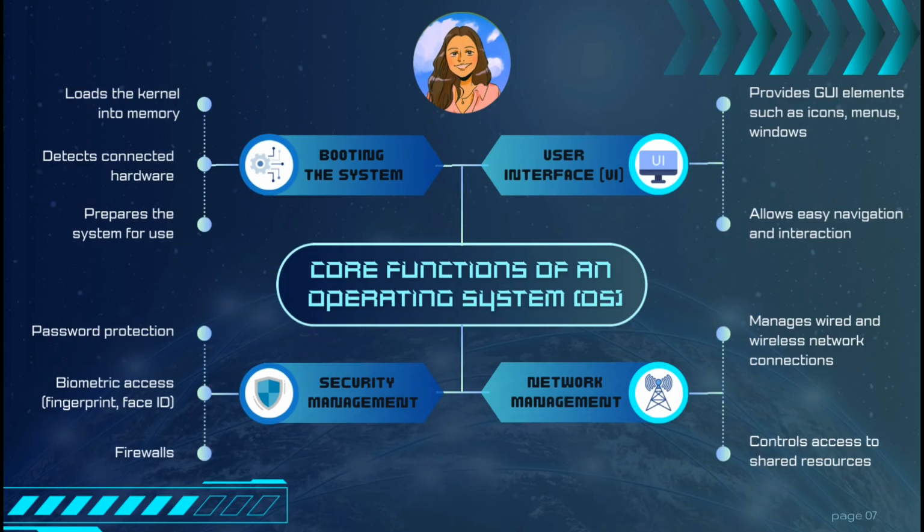The operating system also takes care of security management. This includes passwords, firewalls, and even biometric features like fingerprint or face unlock. Its job is to make sure your device and data stay protected. Another key function is network management. The OS handles your Wi-Fi and network connections, manages how your device communicates with other computers, and controls access to shared resources like printers or files on network.